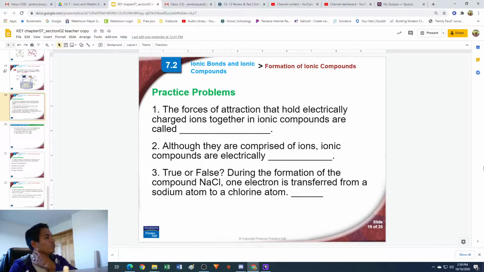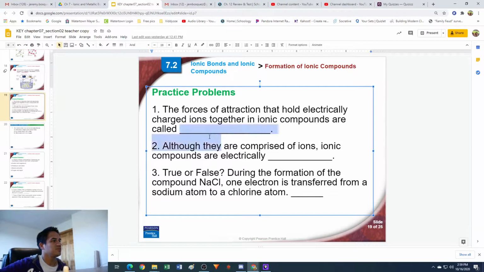So let's begin here with number 1. It says the forces of attraction that hold electrically charged ions together in ionic compounds are called... So this is from the chapter section, and these are called ionic bonds. Those, of course, are the forces of attraction that keep ionic compounds together. Think of them like magnetic forces, right? You have positive charge, negative charge, and they attract each other, but we call this an ionic bond.